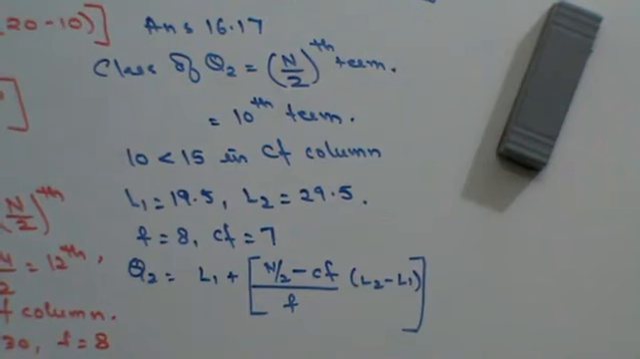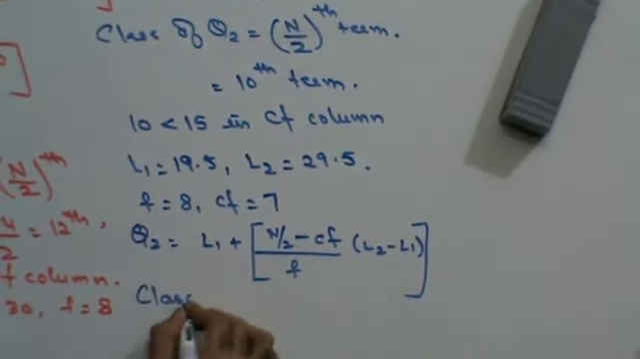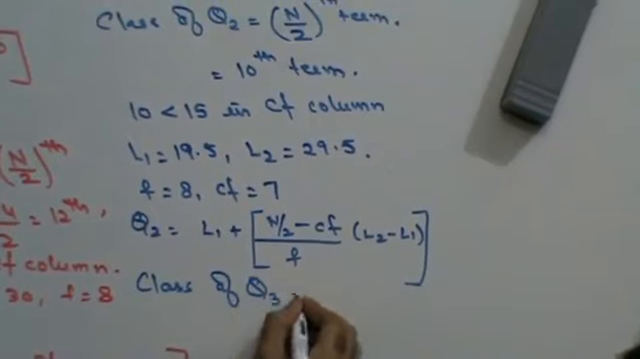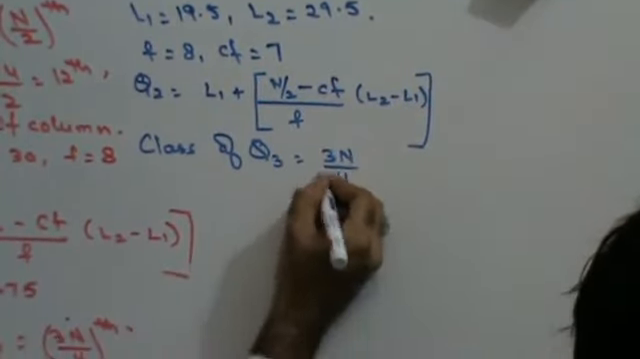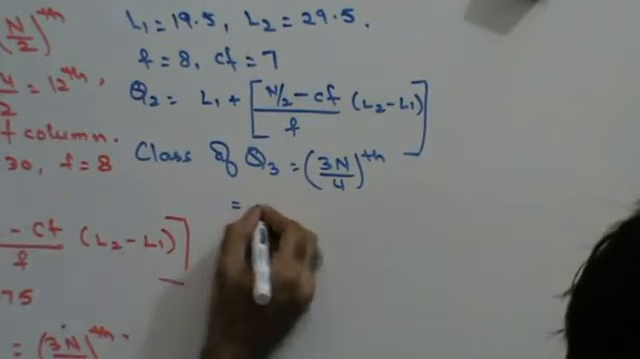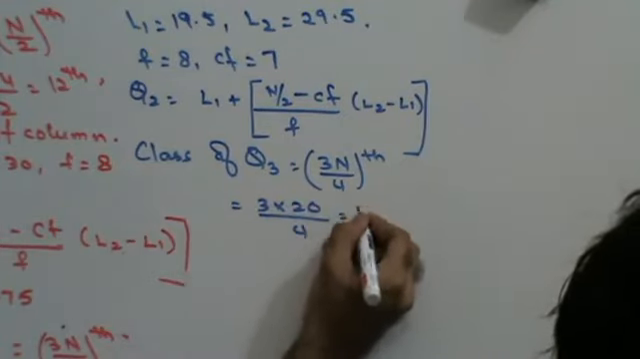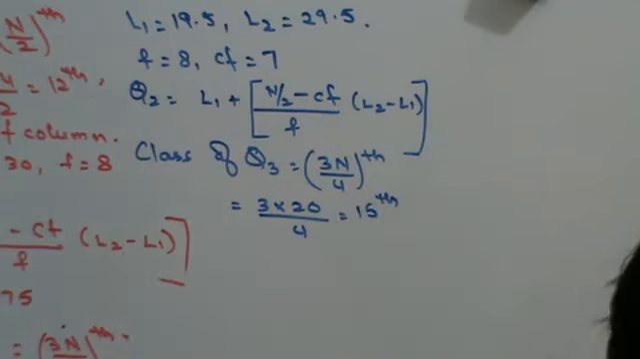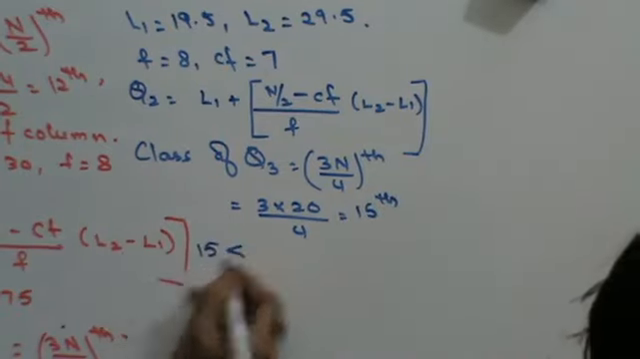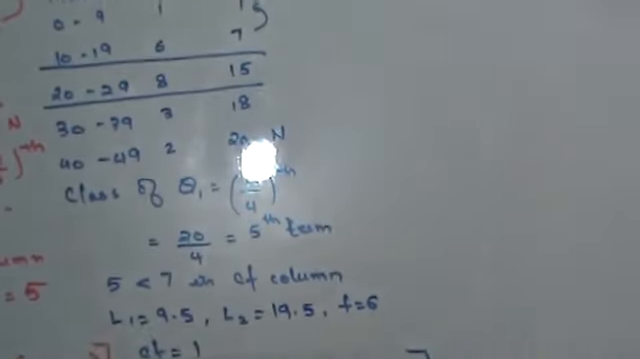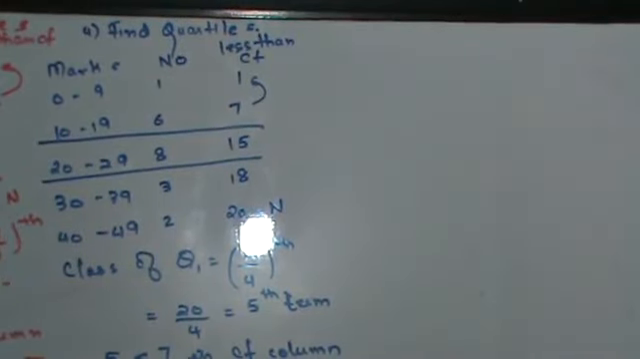Then similarly you can find out class of Q3. Class of Q3 is 3n by 4th term. So this is going to be 3 into n, 20 by 4. That is 15th term. Now check. 15 is less than 18 in the CF column. 29.5.